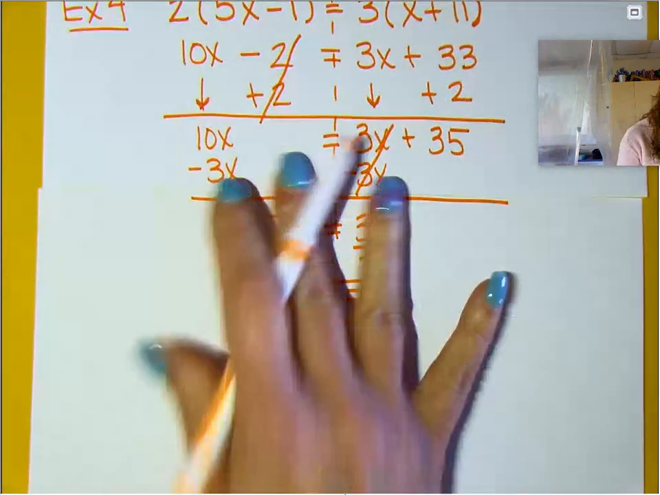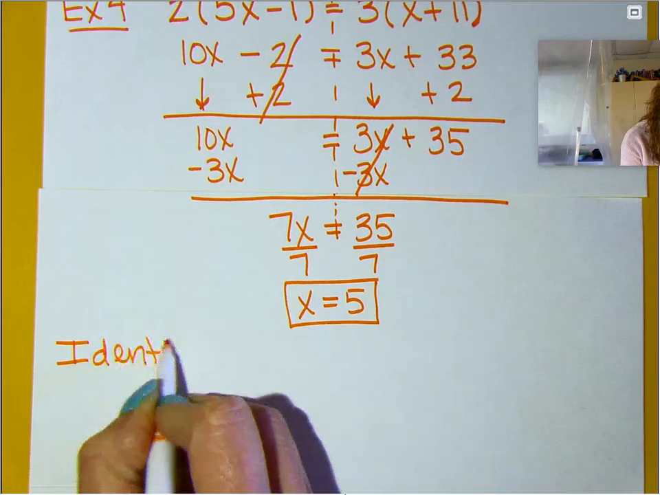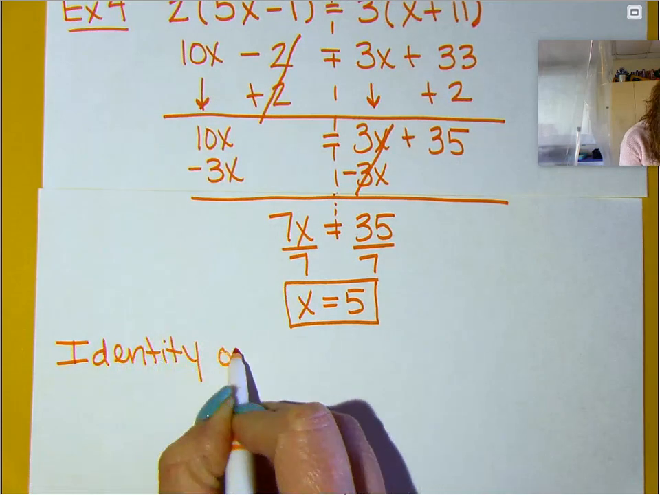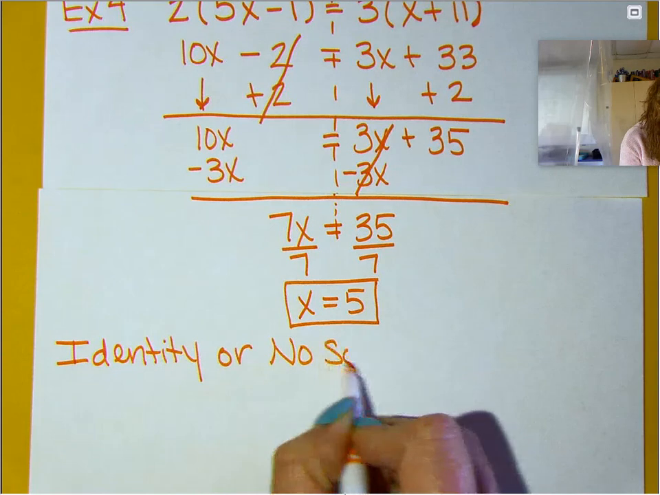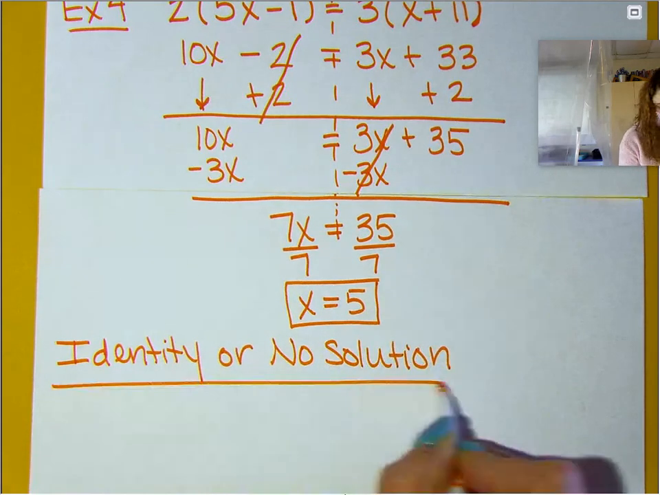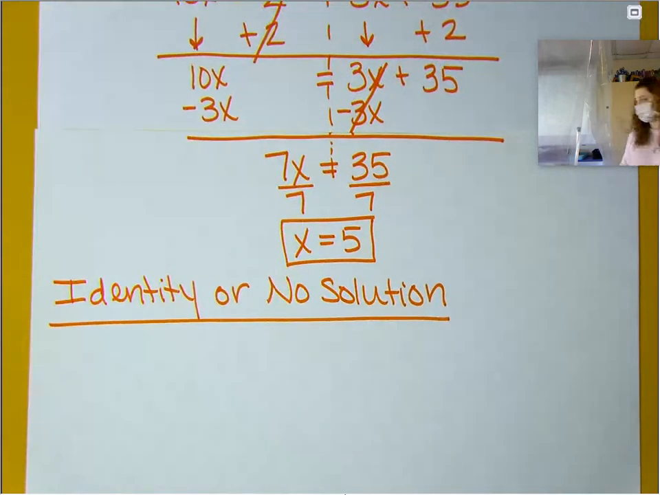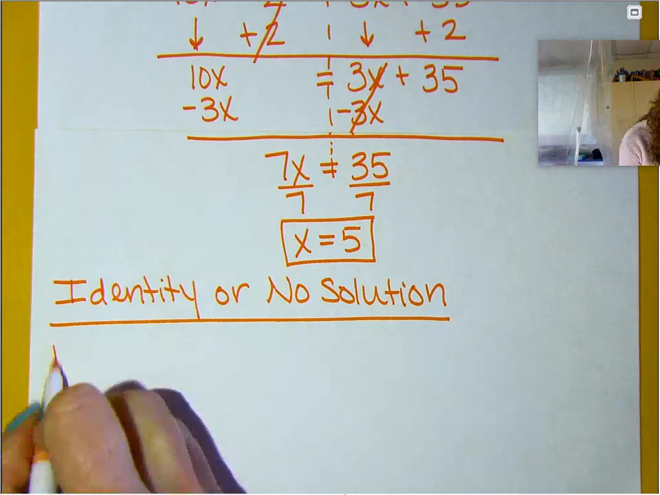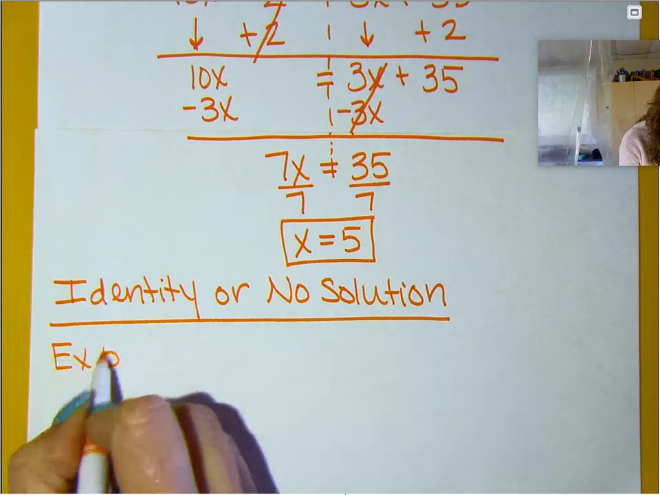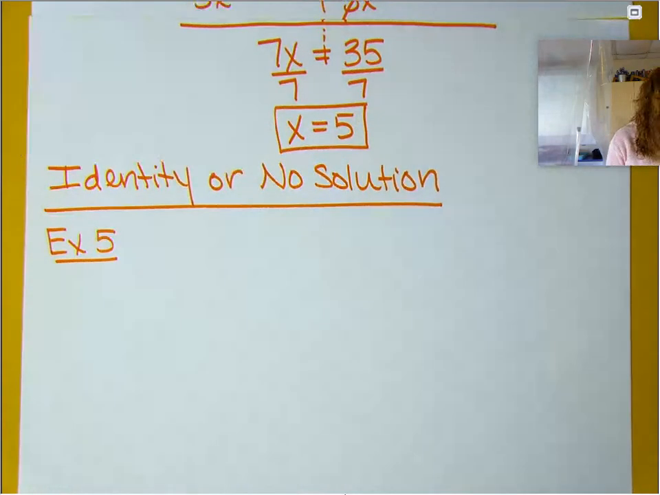Okay, so the last thing we're going to do is talk about an identity or no solution. Some special things that can happen when you're solving. There will be a section in your homework that says tell if it's an identity or no solution. So I got two of them for you, one of each. We're almost done. You guys are doing good. And I'm going to solve it with you.